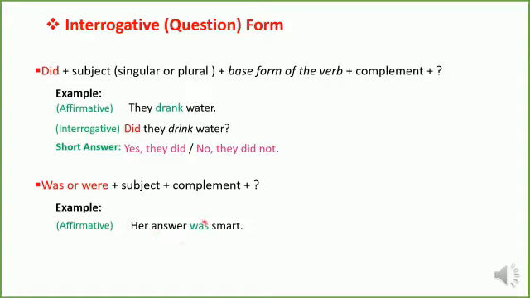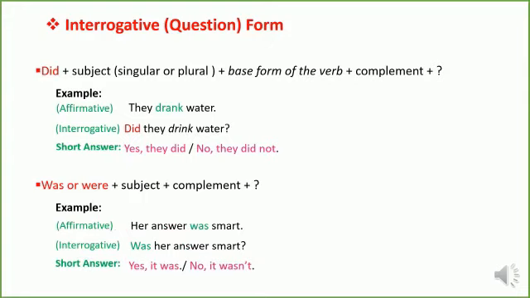Her answer was smart. Look at the verb here, was. It's verb to be in the past. So I have to switch the subject and the verb. Let us start our sentence with the verb was. In order to make the question form, was her answer smart? Okay, here I started with the verb and then the subject plus complement plus question mark at the end. Short answers, yes, it was, no, it wasn't.